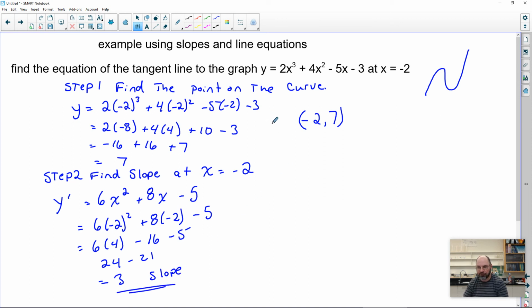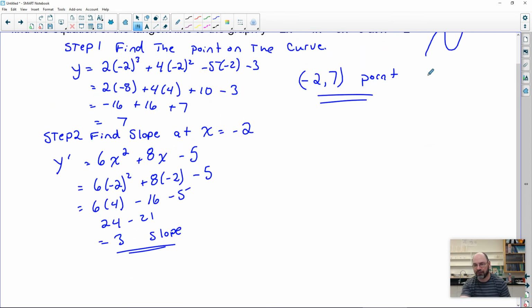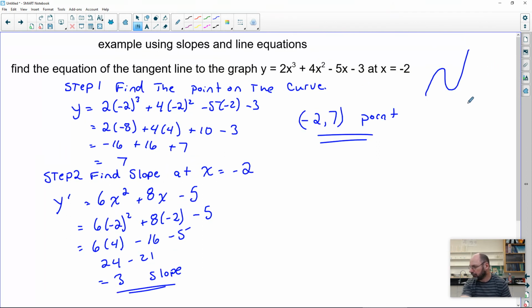So we've got our slope, we've got our point. Now we're going to find the equation of the tangent line with that given slope that has that point that it's contacting. So let's say it's here. It's going to be that line that we want the equation of. So this point is on it, and it has this slope.